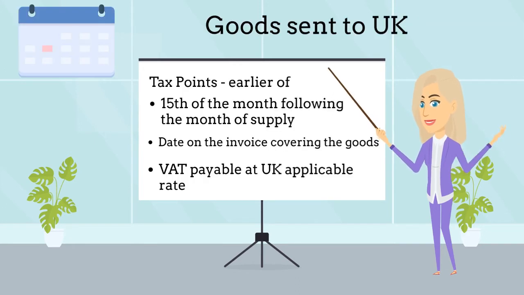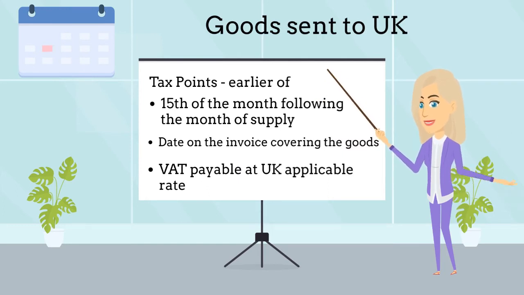Now, if Gill receives goods in the UK, then the tax point is the same as when goods are supplied to the EU. So it's still the earlier of the 15th of the month following the month of supply and the date on the invoice covering the goods. But also, the VAT payable is now the rate applicable in the UK. For example, if we were looking at adult clothes, then these are standard rated, so 20% would be applied.